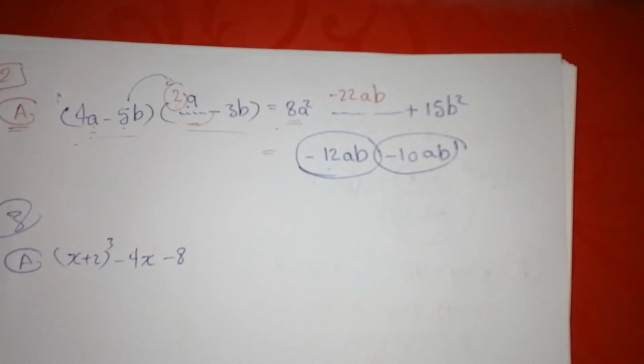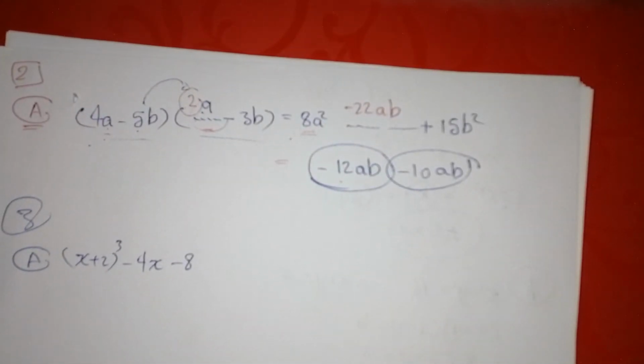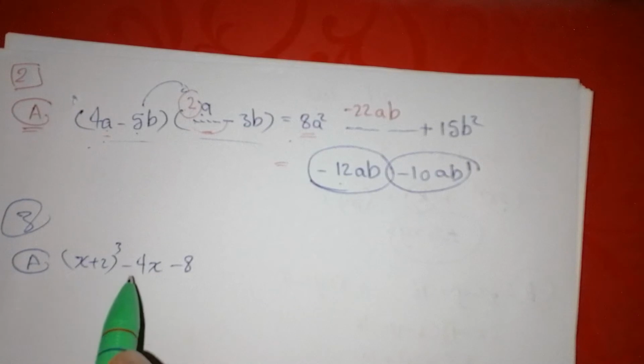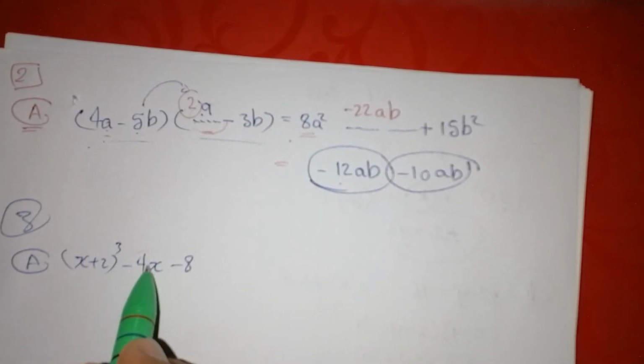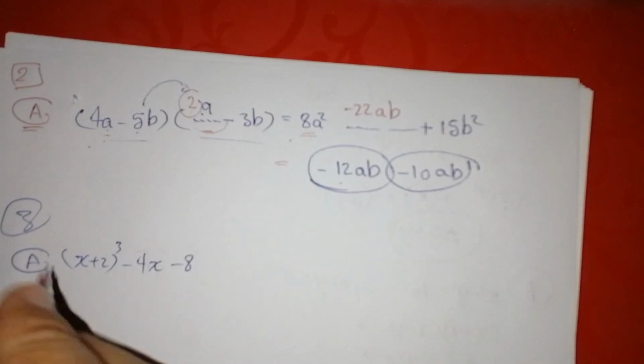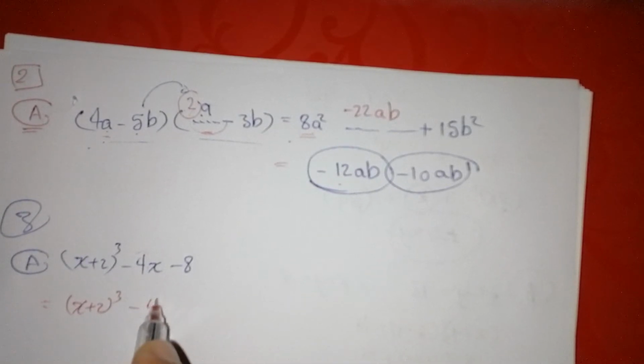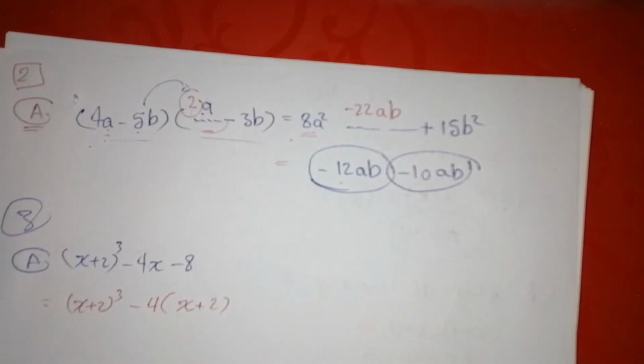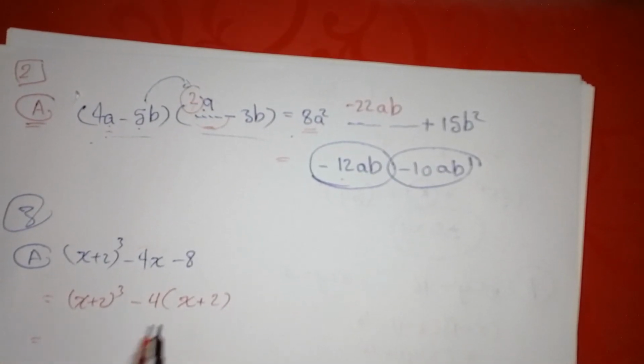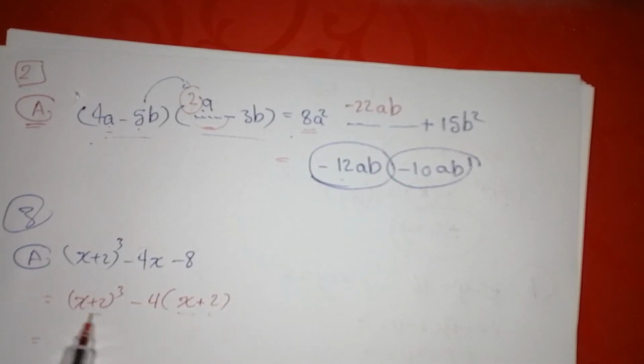And the first expression: (x plus 2) all power 3 minus 4x minus 8. Yes, I'm hearing someone saying we can take 4 as a common factor of 4x minus 8. So that's equal to (x plus 2) all power 3, and then negative 4 as a common factor. So we have inside the brackets x plus 2. Yes, that's right. And then we have (x plus 2) all power 3, and the second term x plus 2 also. So we have x plus 2 as a common factor.